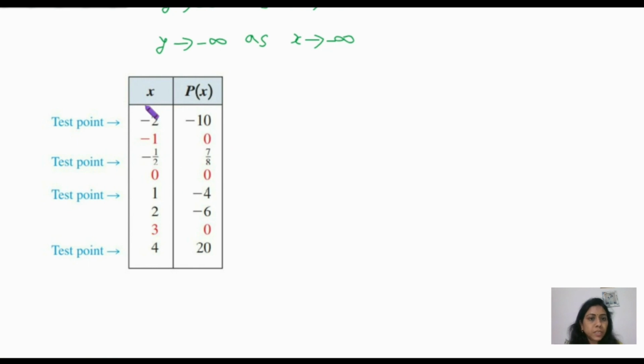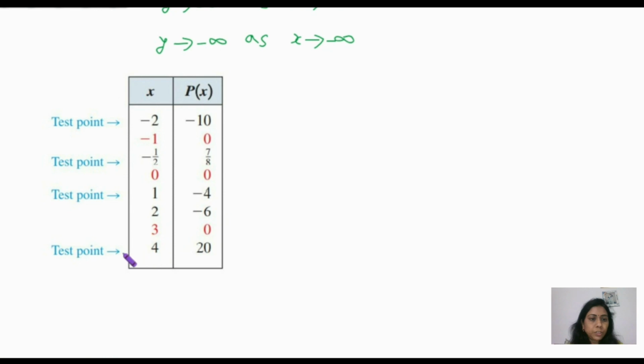Okay, between minus infinity and -1, we choose -2, and when we plug into P(x), we get -10. It means the graph is below the x-axis. Here, from -1 to 0, we choose -1/2, so we get positive 7/8. It means the graph is above the x-axis. Okay, and from 0 to 3, the test point we choose is x equal to 1. So when we plug in the x value 1, we get -4. It means the graph is below the x-axis. Here we found an extra point, 2, we got negative, and this is below the x-axis.